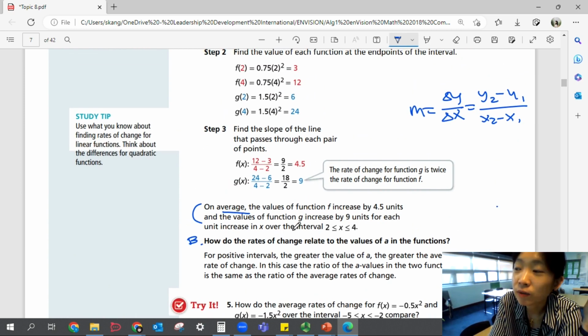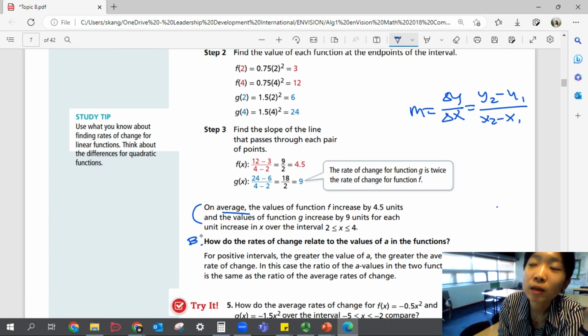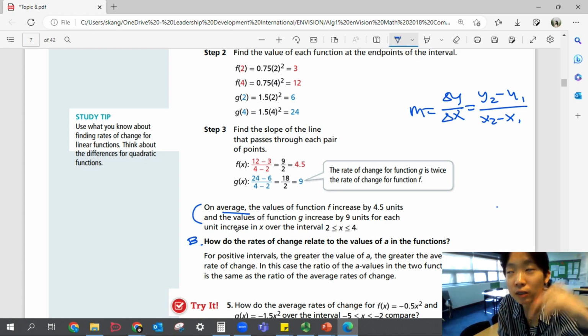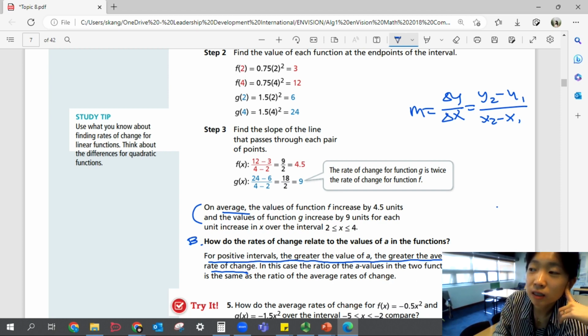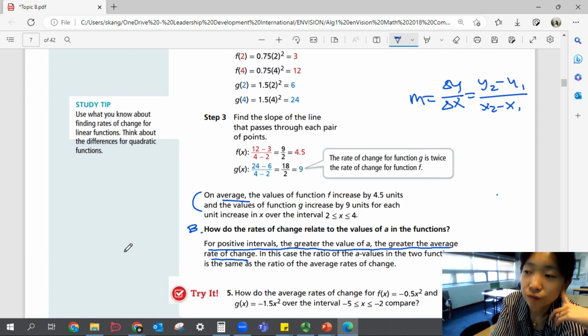So for positive intervals. We don't know about the negative intervals, because the negative interval would be decreasing, not increasing, so it would be flipped the opposite. The greater the value of A, the greater the average rate of change. So in this case, the ratio of the A values in the two functions is the same as the ratio of the average rates of change.